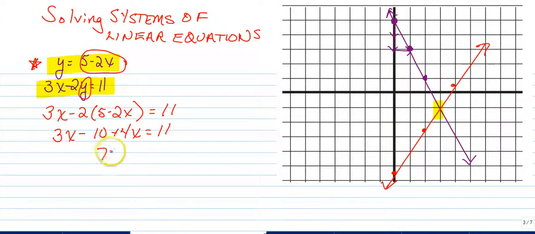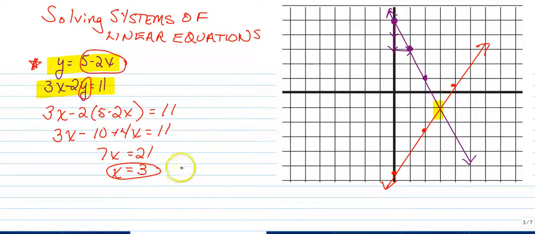3x plus 4x is 7x. I'm going to add 10 to both sides and get 21x. Dividing both sides by 7 will equal 3. Now once you have an x or a y, whichever one you get first, to get the other value, you just take that 3 or whatever and put it back into either equation to solve for the other variable.